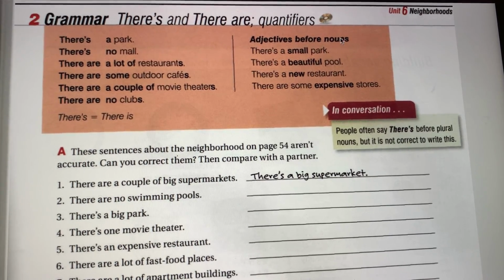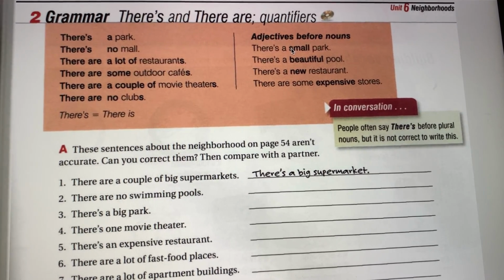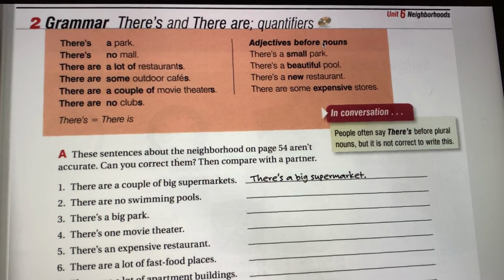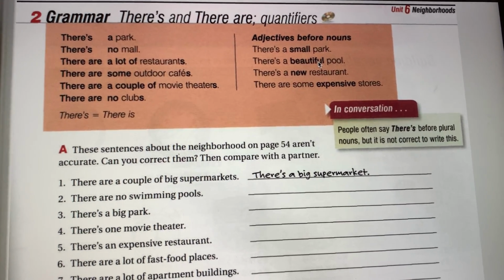And adjectives can be before nouns. Of course الadjectives تسبق الأسماء. الصفات تسبق الأسماء بالإنجليش عكس العربي.